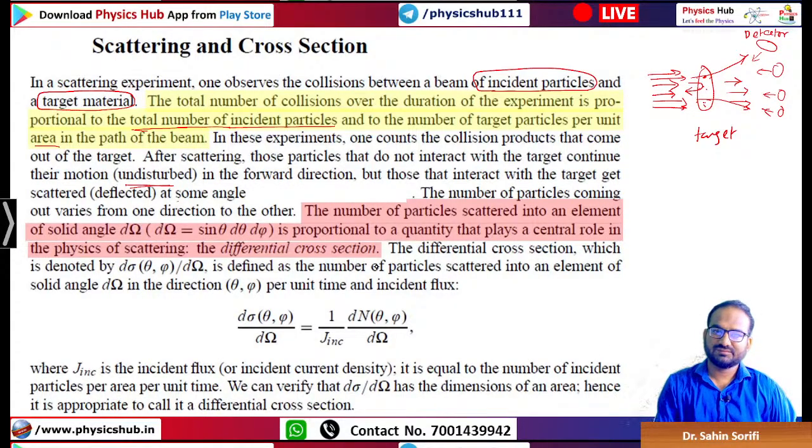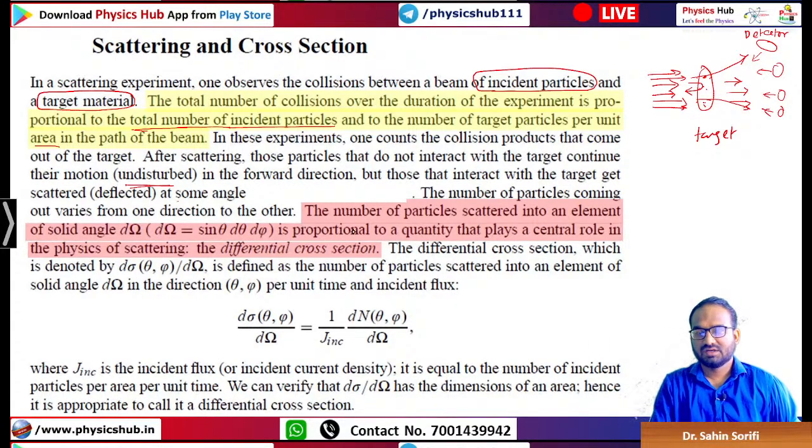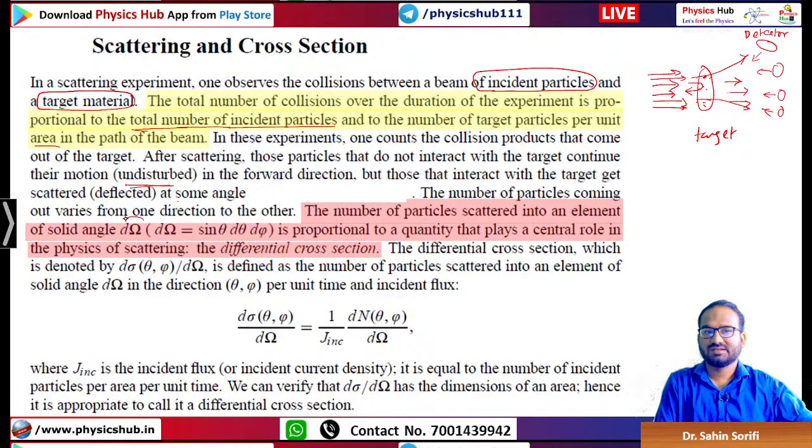How to define the differential scattering cross section? The number of particles scattered into an element of solid angle d omega, where d omega is given by sin theta d theta d phi. So the number of particles scattered into a solid angle d omega is proportional to a quantity that plays a central role in the physics of scattering. This is called the differential scattering cross section or differential cross section.